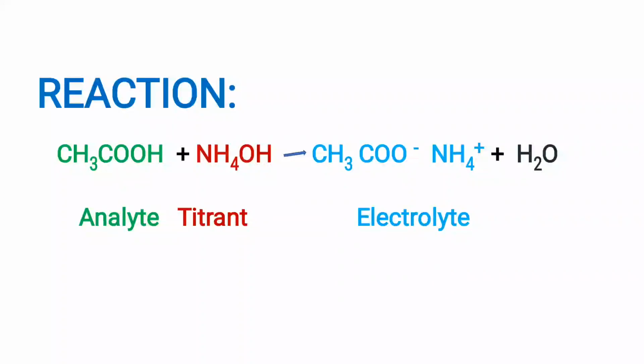At the equivalent point or neutralization point, acetate and ammonium ions are present, so the conductance increases. With further addition of ammonium hydroxide from the burette into the solution, after the equivalent point, the ammonium hydroxide, being a very weak base, does not dissociate due to the common ion effect. So the conductance remains constant. Even though we add more ammonium hydroxide, there is no change in the conductance.